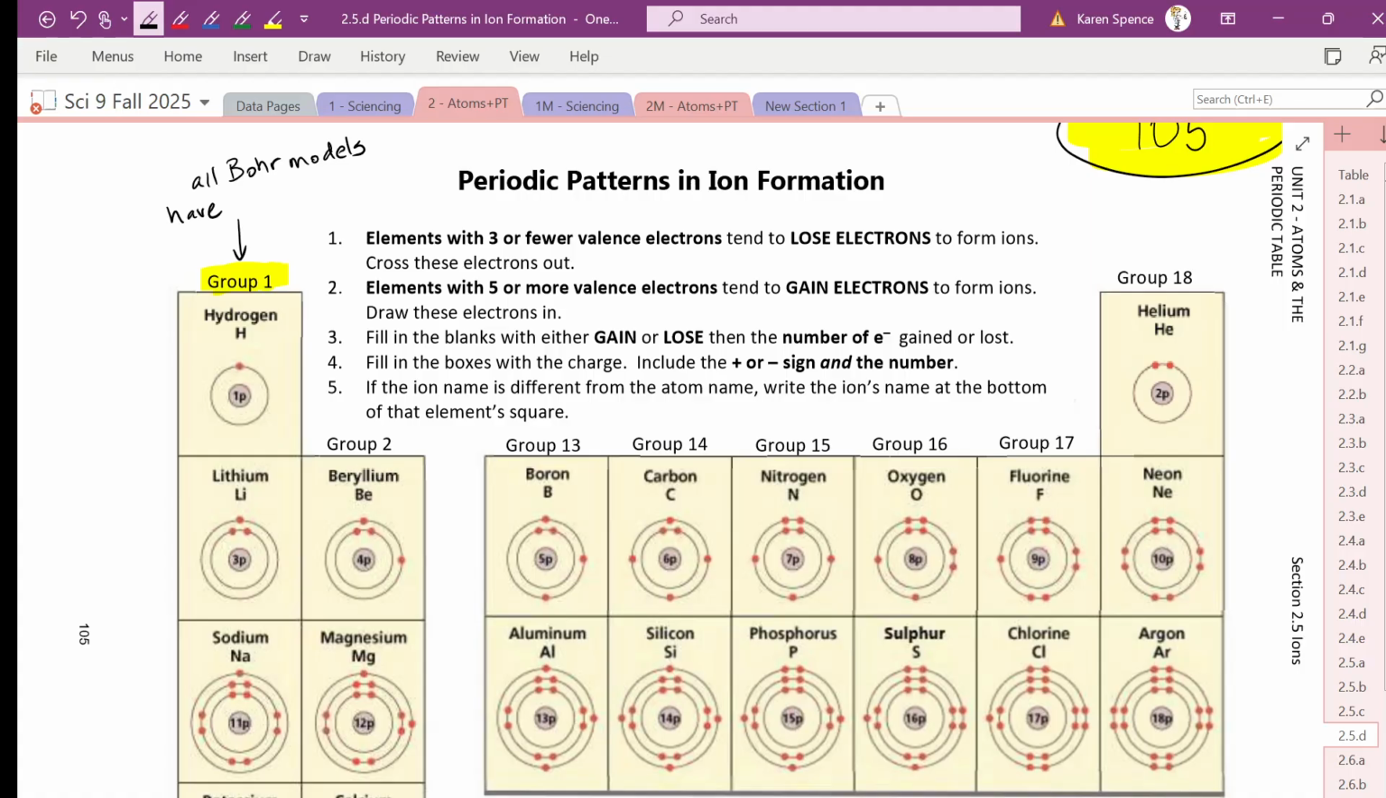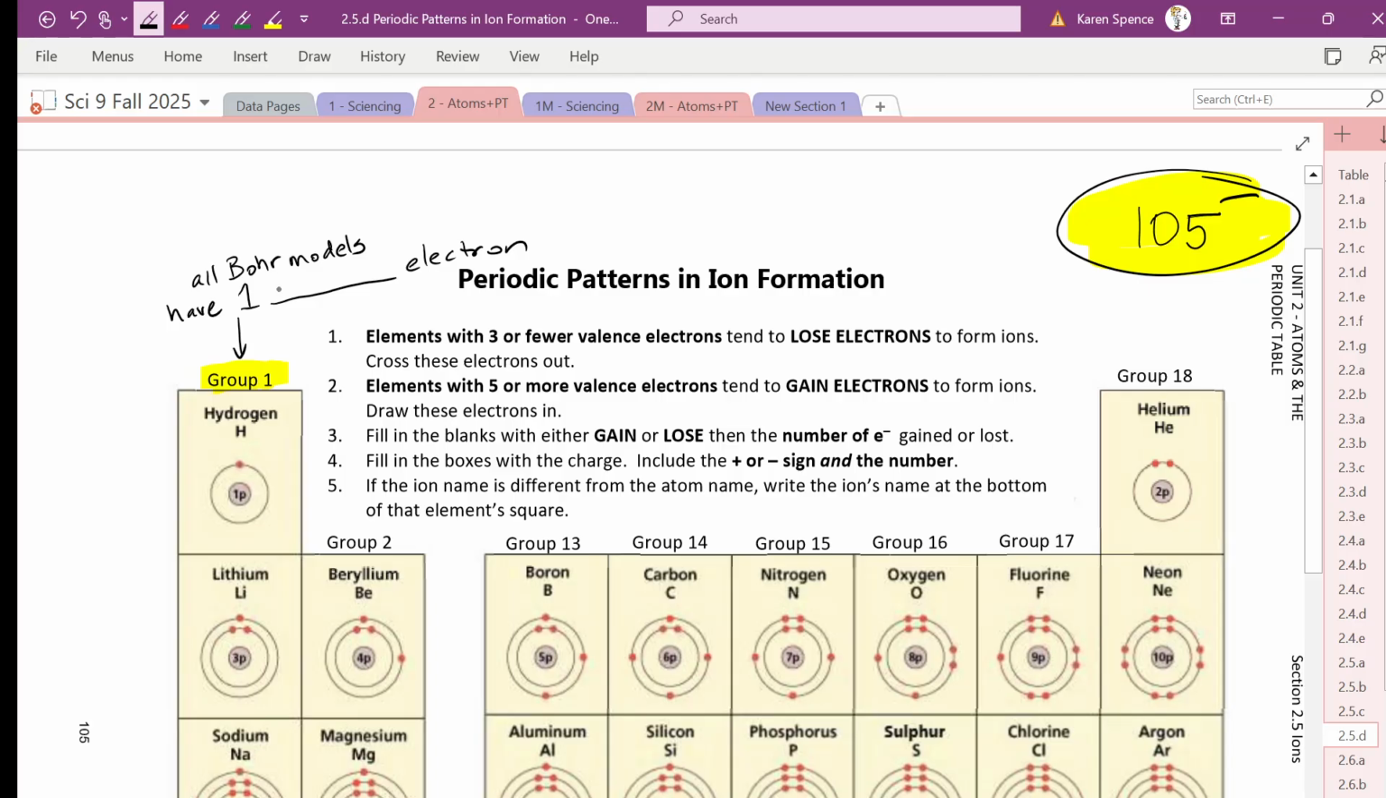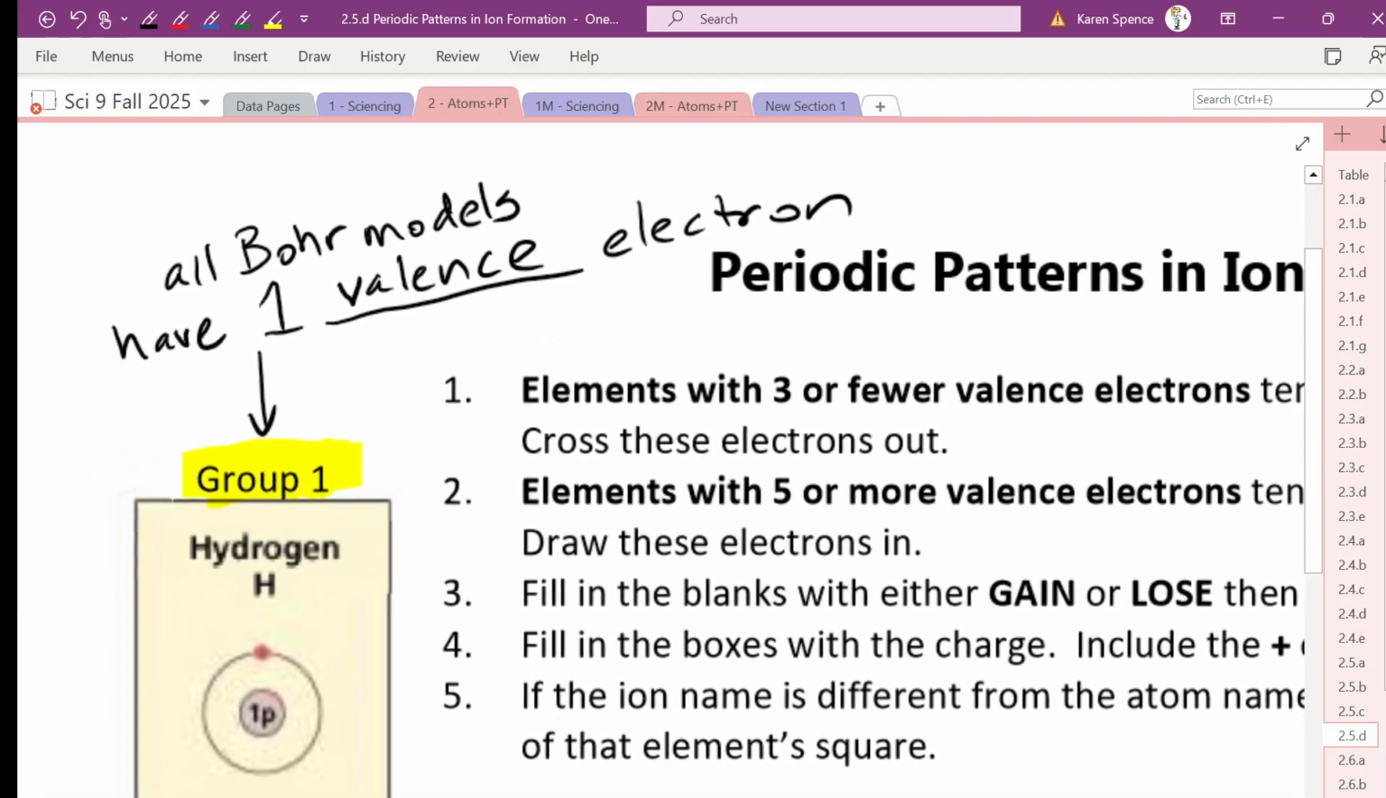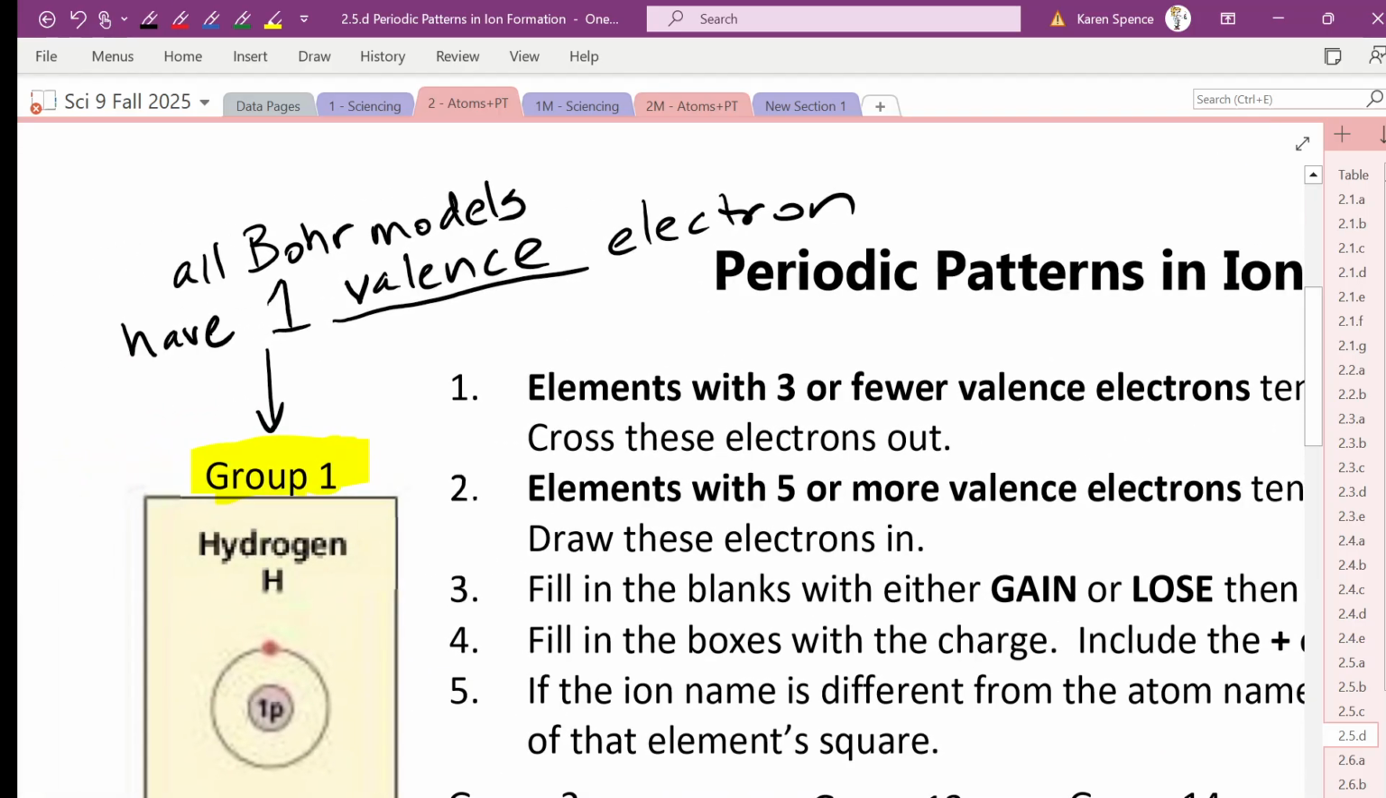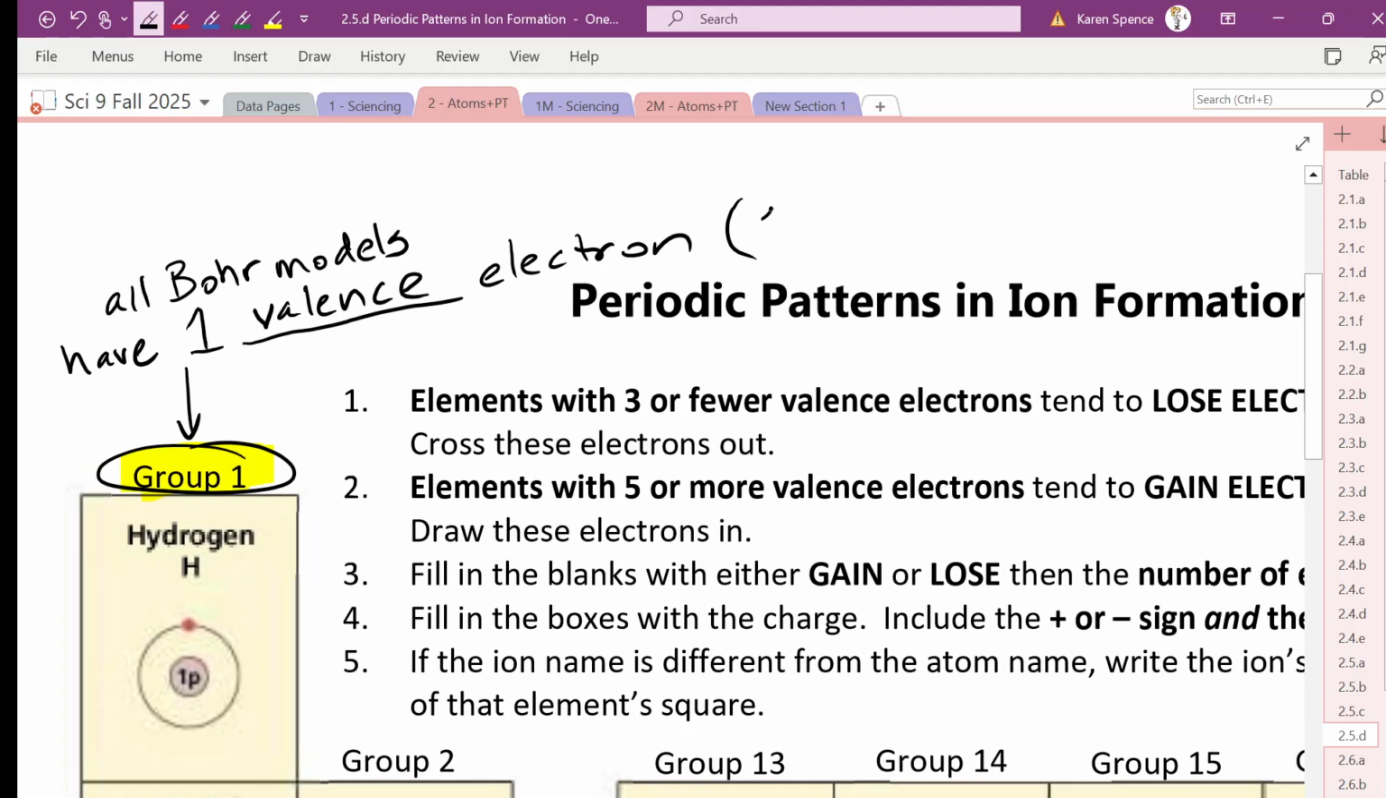What do all of the group 1 atoms have in common? They have 1 electron on the outer ring. How do we say that? They all have 1 what type of electron? Valence. 1 lonely little electron. Okay, so all the Bohr models in group 1 have 1 valence electron, 1 electron on the outer shell.